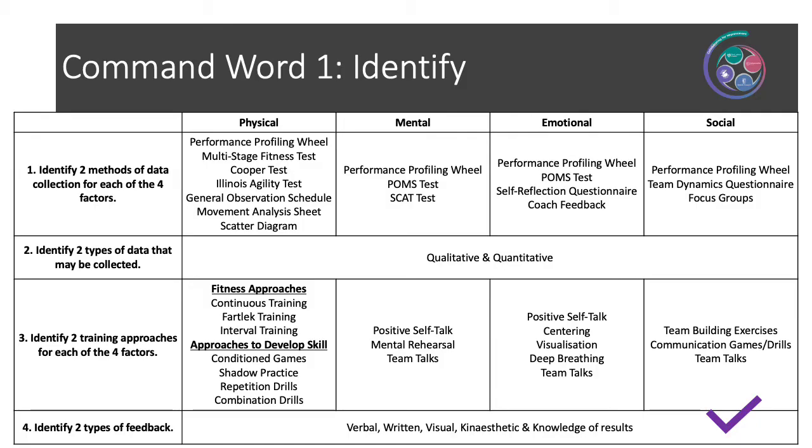Identify 2 training approaches for each of the 4 factors. Again, there's a range there. You may have used some approaches that are not on that list. So as I said, check the 4 factors table just to make sure that you're right.